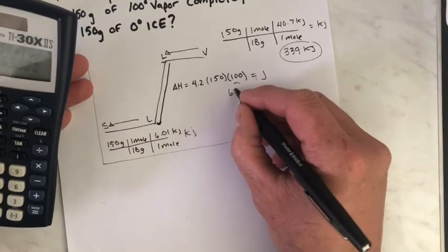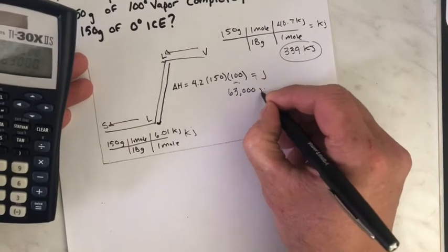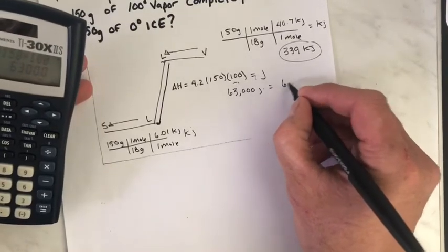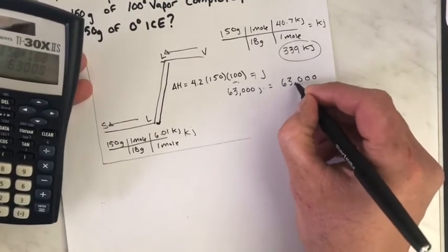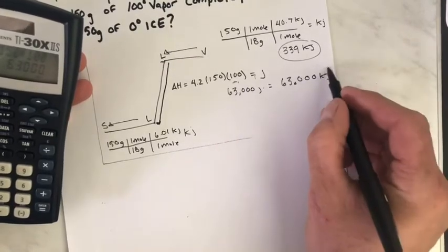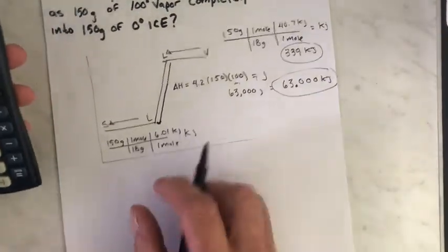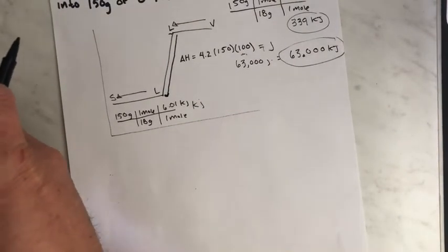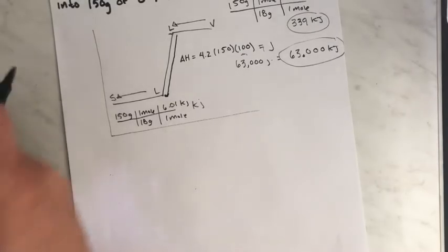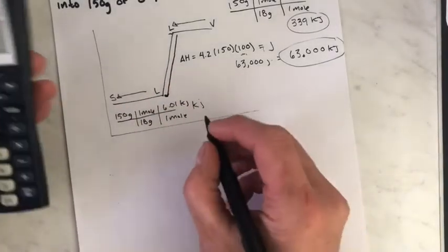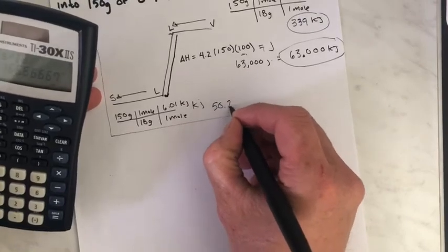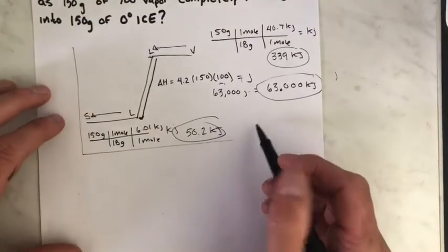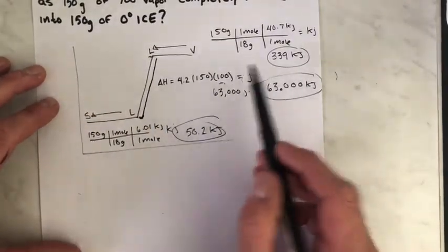And that gives us 63,000 joules, which I'm just going to divide by 1,000 to make it kilojoules, and that is just 63.000. That gives us the similar unit to add up. And then down here, divided by 18, this is 50.2 kilojoules.